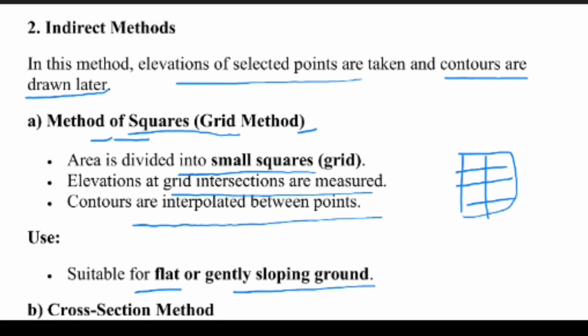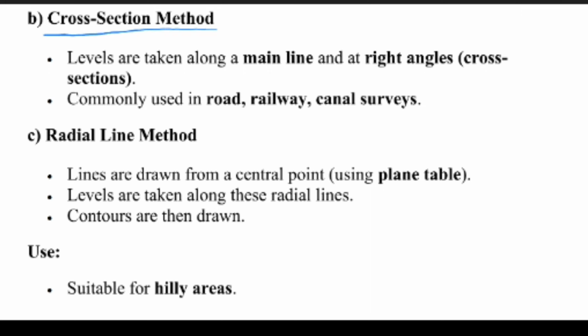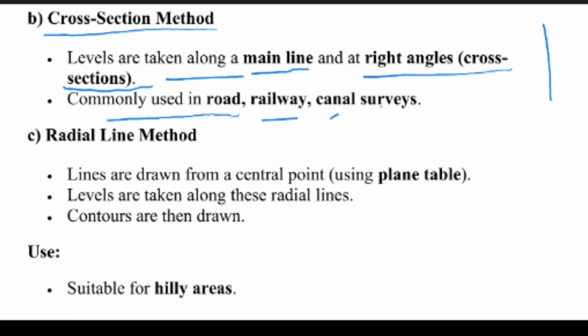The next method is the cross section method. I have shown that cross section above. The leveling readings are taken along a main line, and that main line is divided at right angles. This is commonly used for roads, railways and canals. First you make the main line, and then you divide it with perpendicular offsets, like rectangles. That is the cross section method.